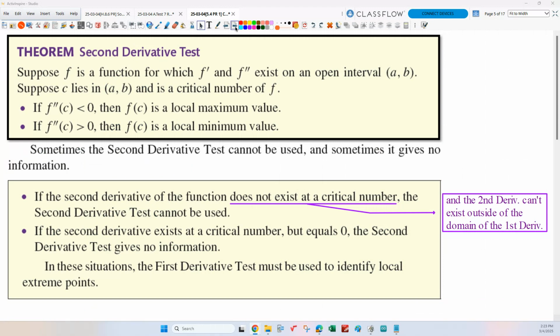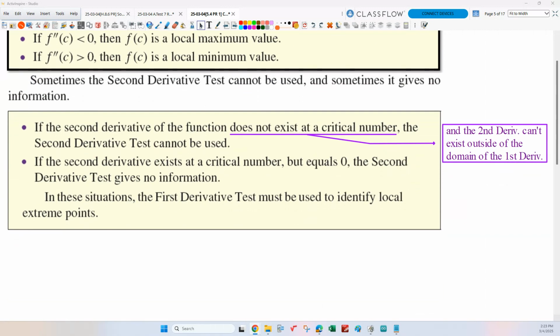Sometimes the second derivative test can't be used, or it gives no information. It fails. Where does it fail? Well, one place it could fail is if the second derivative doesn't exist at a critical number. If it doesn't exist, it can't tell us anything, right? So it fails. And remember, the second derivative can't exist outside of the domain of the first derivative, right? If the first derivative doesn't exist, how could you differentiate it at a place where the first derivative doesn't exist?